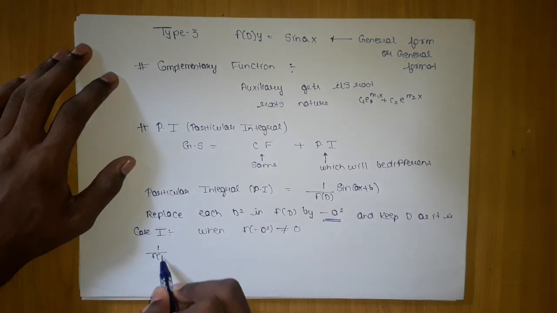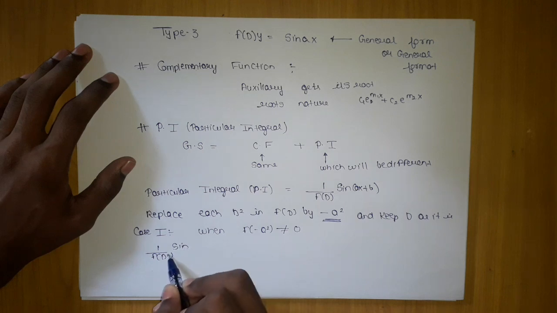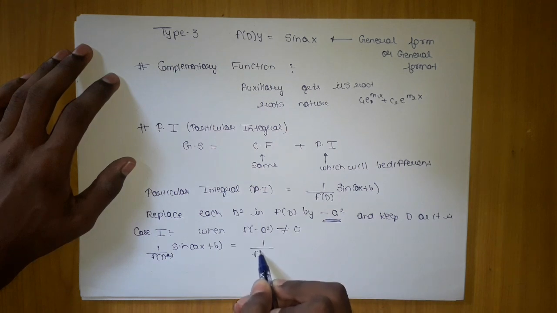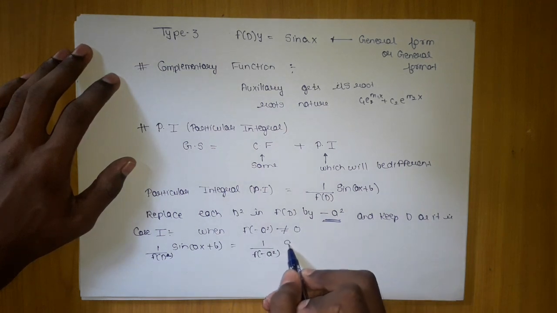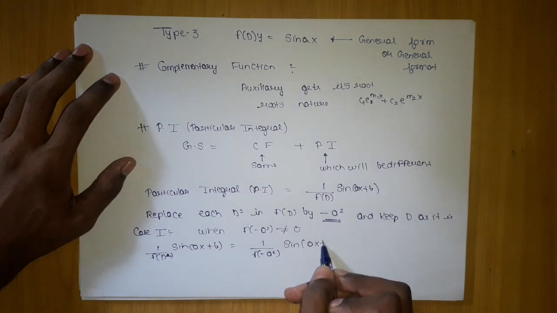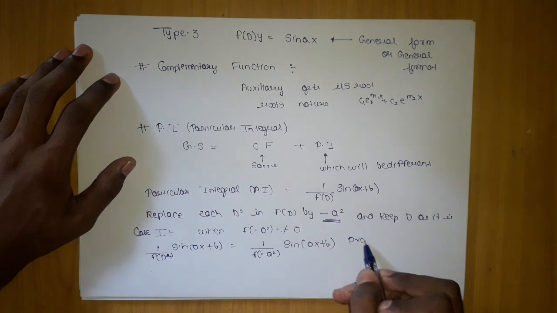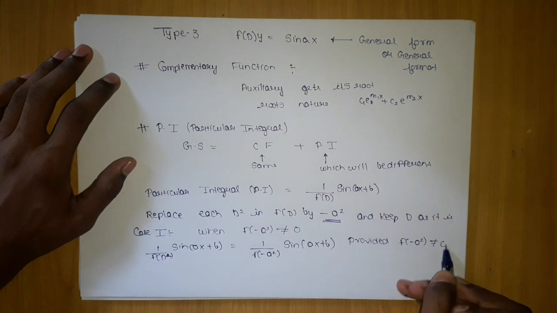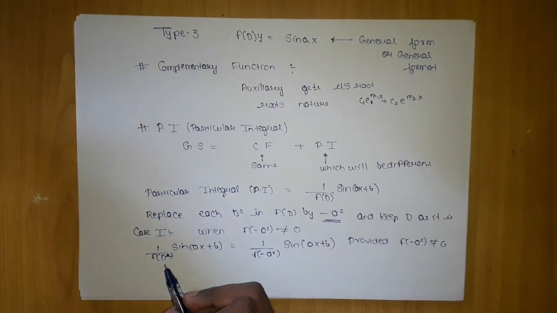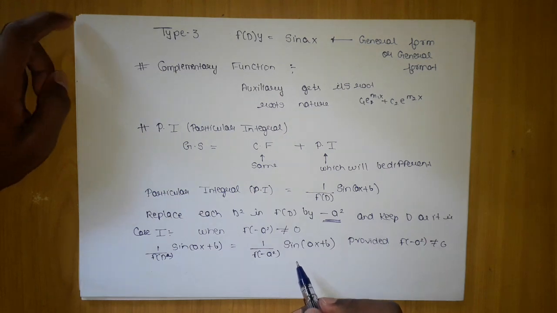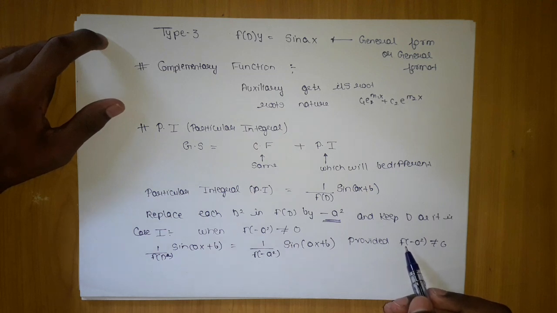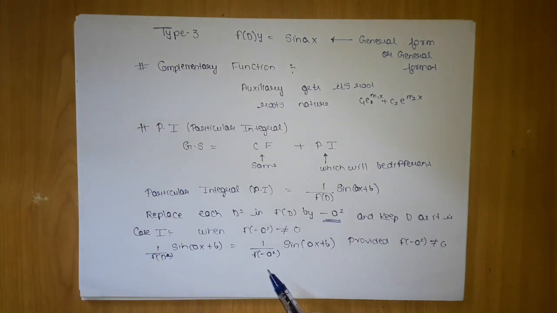So 1 upon f of D square into sine of ax plus b is 1 by f of minus a square into sine of ax plus b, provided f of minus a square is not equal to 0. Now what we are saying is, you can substitute D square by minus a square, no doubt, but you will replace only if f of minus a square after substituting is not equal to 0. If it is equal to 0, this will become not defined.